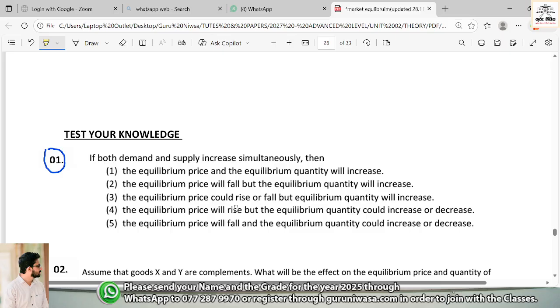Kalana, what is the answer? Third one, right? Yeah. Equilibrium price could rise or fall, but equilibrium quantity will increase. But remember, this answer is not the perfect answer. This is not 100% correct. Why did I say that? Can someone tell me? Yes, this is the most appropriate answer here, but this is not 100% perfect.